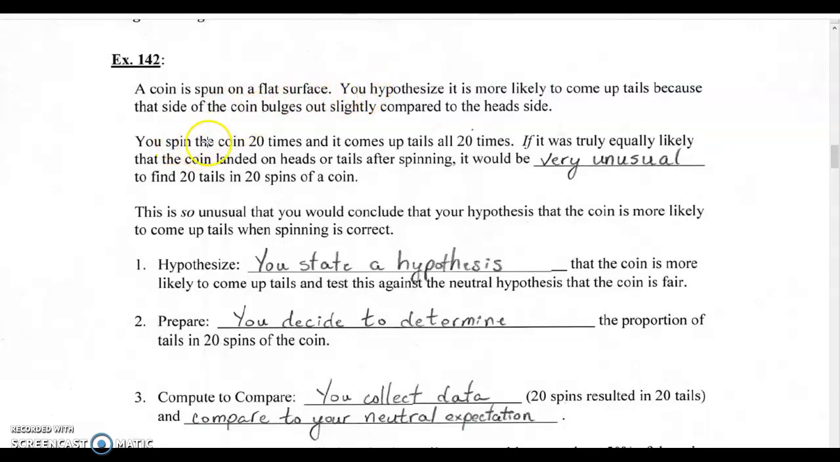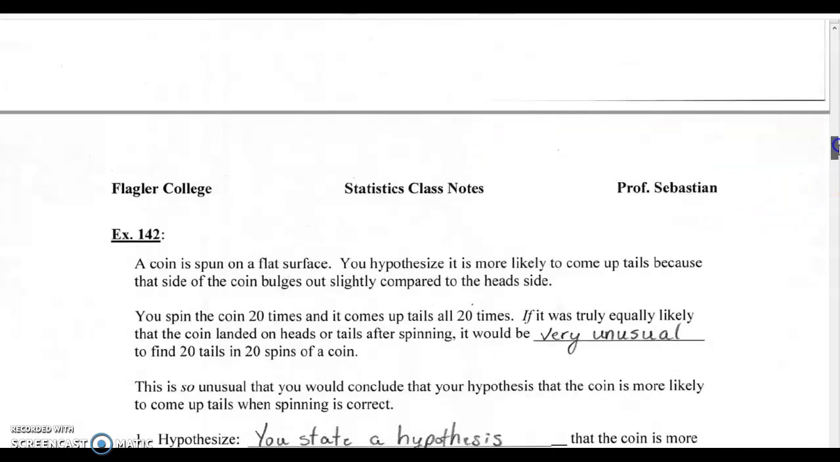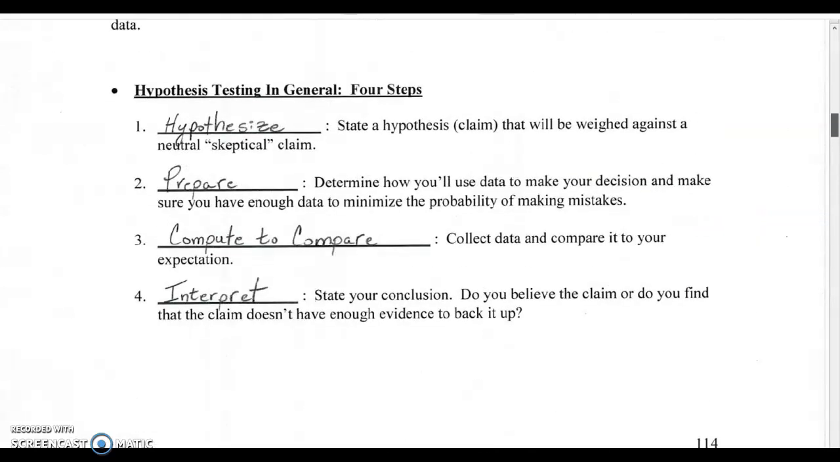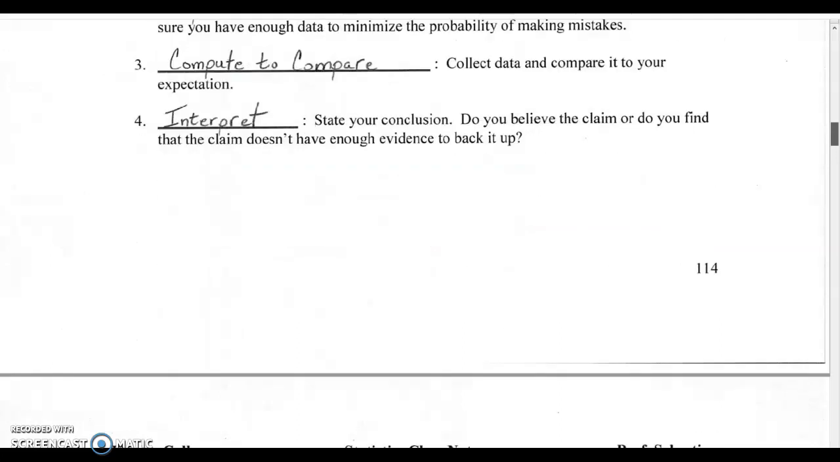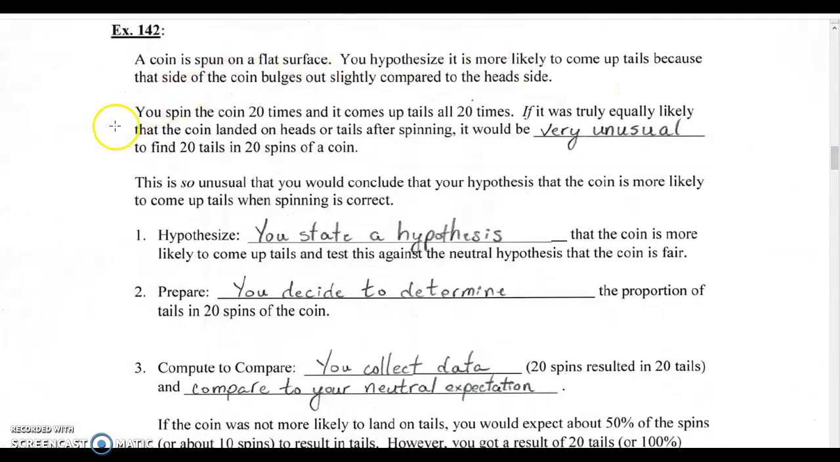So you spin the coin 20 times and it comes up tails all 20 times. What we're doing now is we're preparing, right? We're preparing how we're going to use our data. We're going to spin the coin 20 times and come up tails all 20 times. If it was truly equally likely that the coin landed on heads or tails after spinning, it would be very unusual to find 20 tails in 20 spins of a coin.